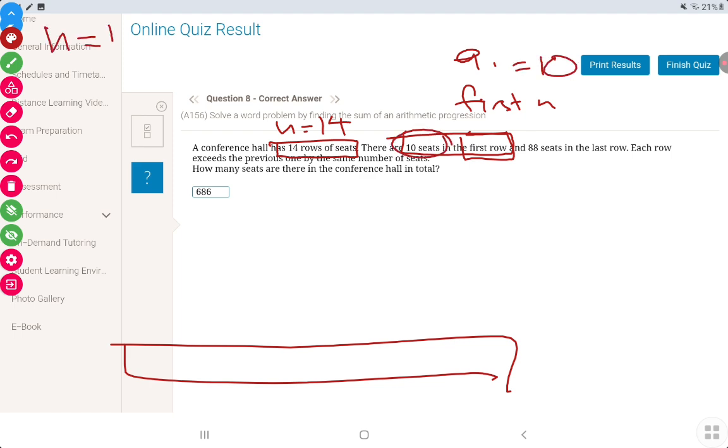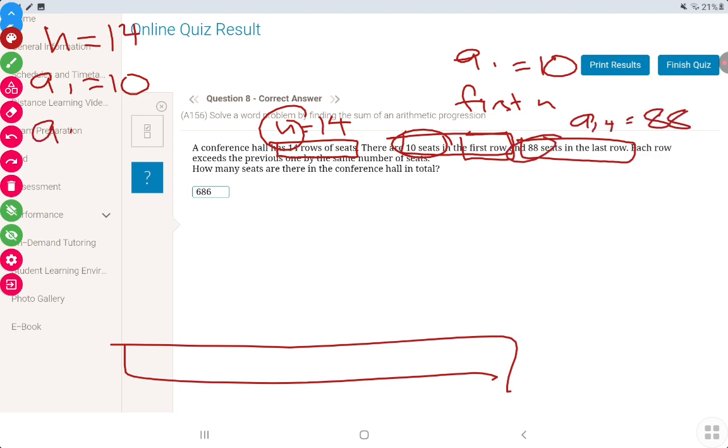So now we have that n is equal to 14 and a1 is equal to 10. And they told us there's 88 seats in the last row. So the last term, there are 14 terms, there are 14 n's. So if the first row is 1 and there are 14 terms, that means the last row is going to be 14. So a14 is equal to 88. Okay, each row exceeds the previous one by the same number of seats. That means it increased by the same amount every time, which means this is an arithmetic progression.